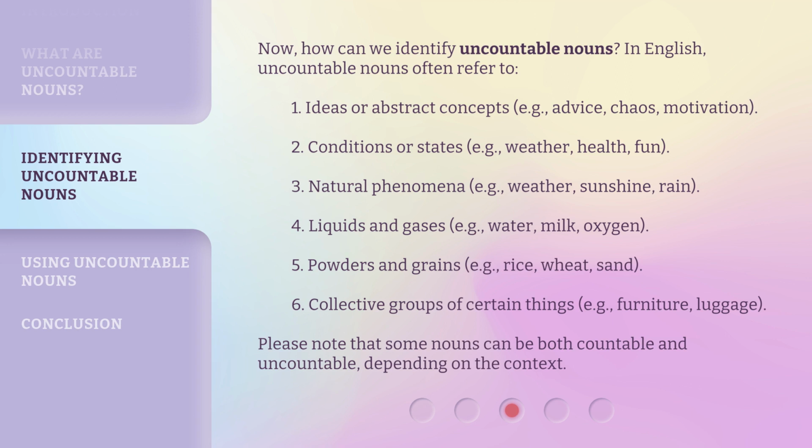4. Liquids and gases, e.g., water, milk, oxygen. 5. Powders and grains, e.g., rice, wheat, sand. 6. Collective groups of certain things, e.g., furniture, luggage. Please note that some nouns can be both countable and uncountable, depending on the context.